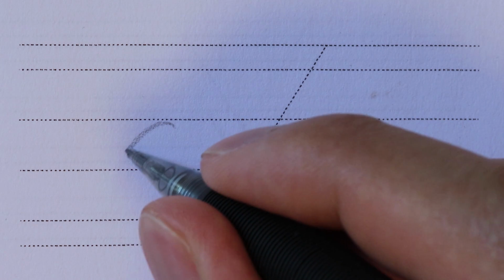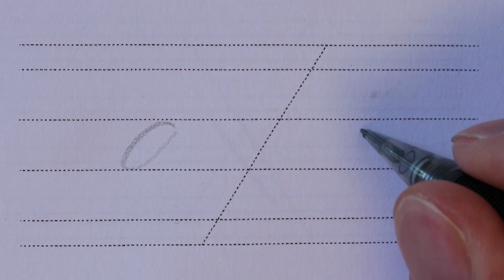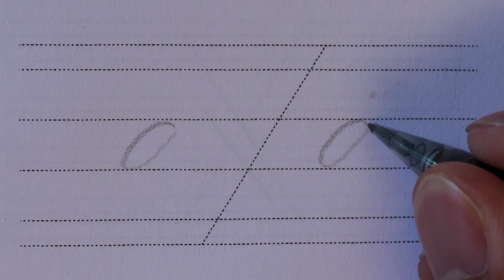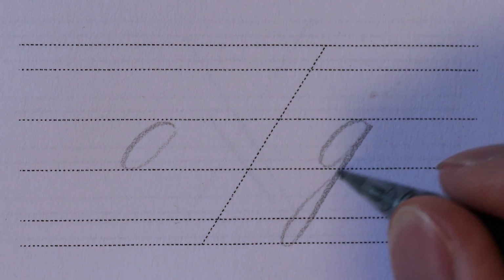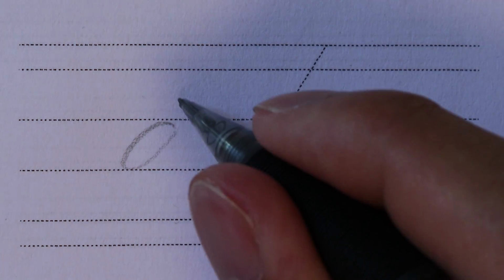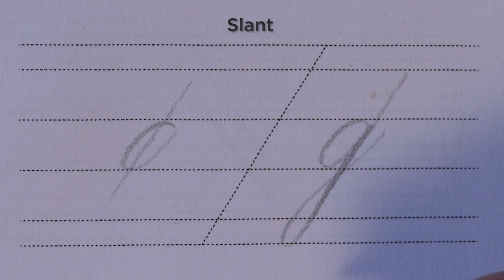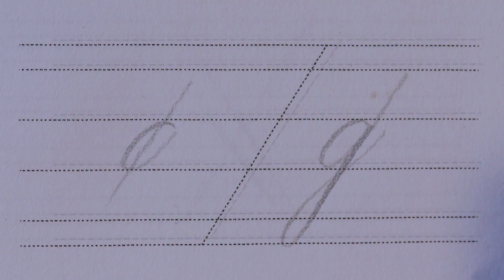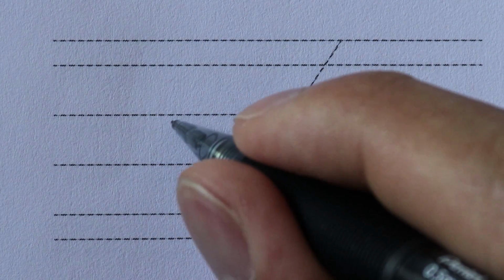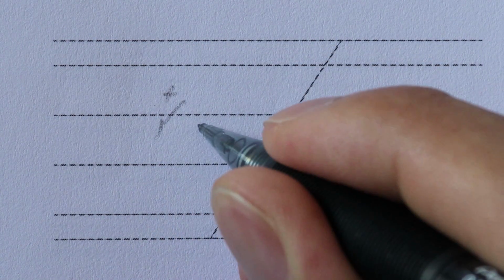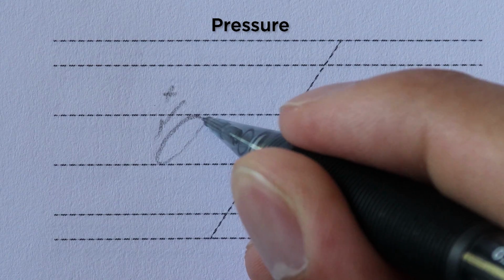The lowercase j has two parts. The first part is the same as the lowercase a, and the second part is just the regular descender. Both the closed counter and the descender should be positioned on the main slant. And there's nothing surprising about the distribution of pressure.